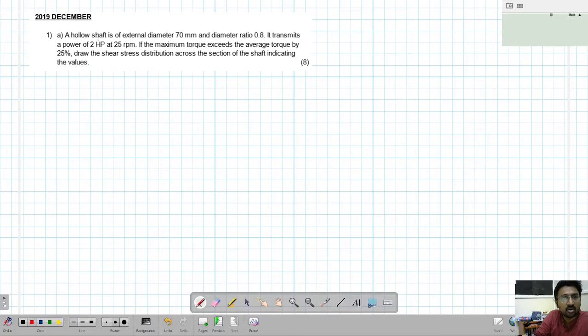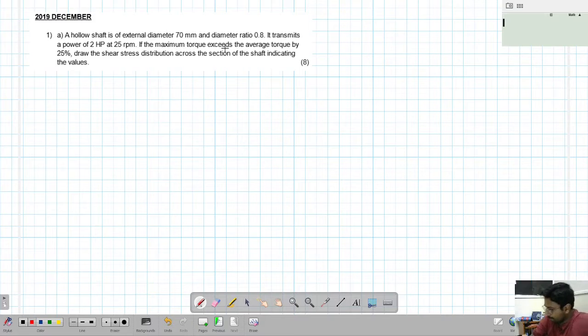So the question is: the hollow shaft is of external diameter 70 mm and diameter ratio 0.8. It transmits a power of 2 HP at 25 RPM. If the maximum torque exceeds the average torque by 25%, draw the shear stress distribution across the section of the shaft indicating the values. So this question is also a straightforward question. The only thing is you should know the shear stress distribution to completely answer this.